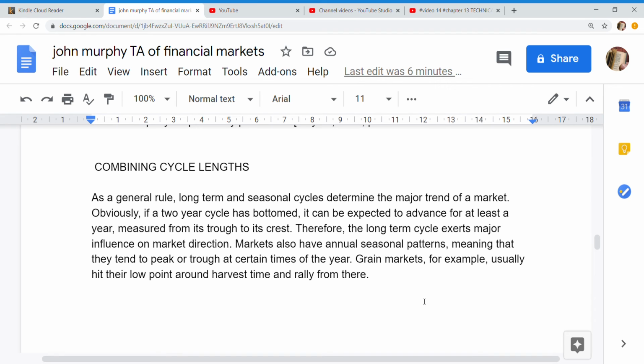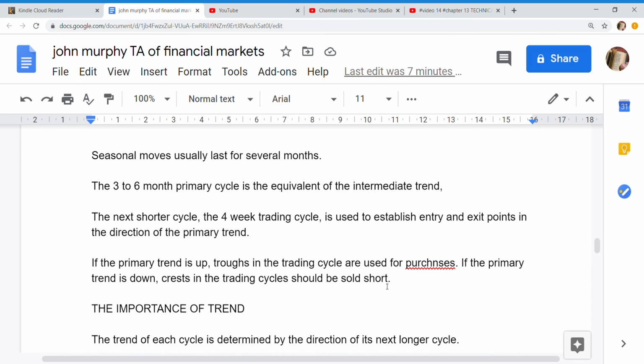Combining cycle lengths. As a general rule, long-term and seasonal cycles determine the major trend of a market. Obviously, if a 2-year cycle has bottomed, it can be expected to advance for at least a year, measured from its trough to its crest. Therefore, the long-term cycle exerts major influence on market direction. Markets also have annual seasonal patterns, meaning that they tend to peak or trough at certain times of the year. Grain markets, for example, usually hit their low point around harvest time and rally from there. Seasonal moves usually last for several months.